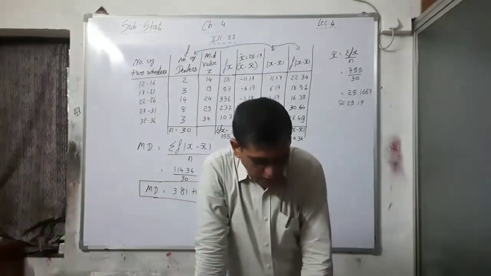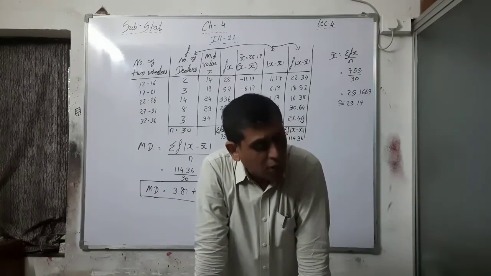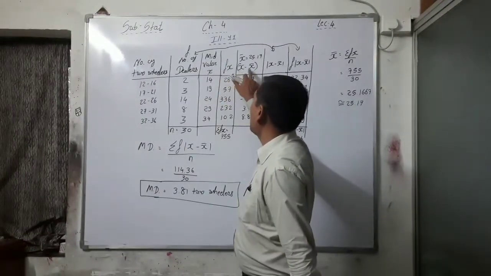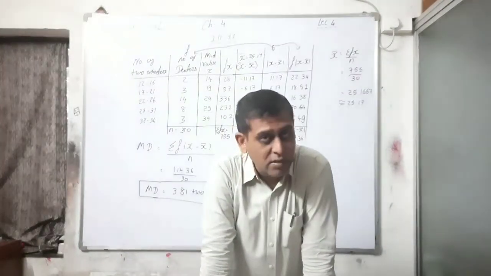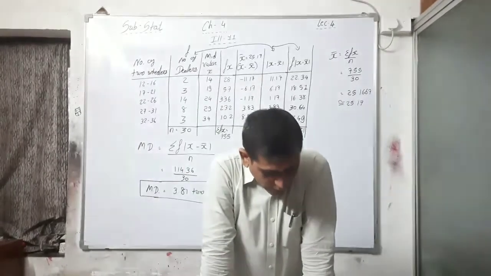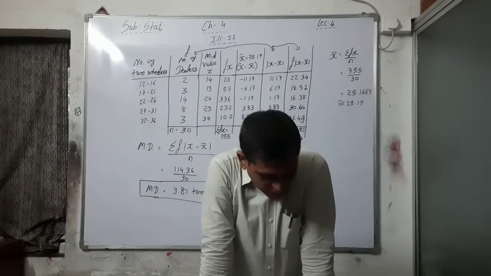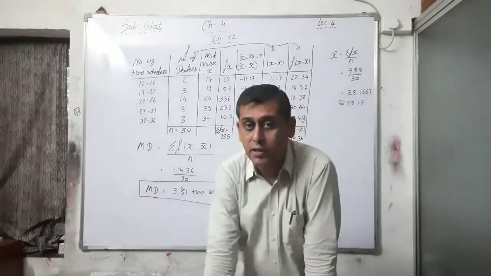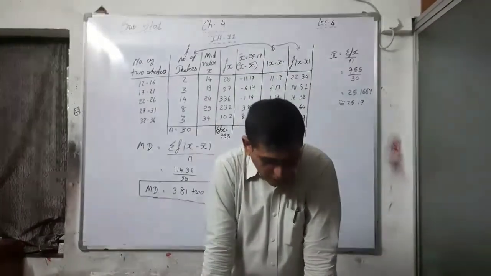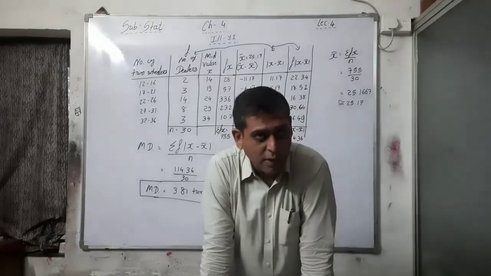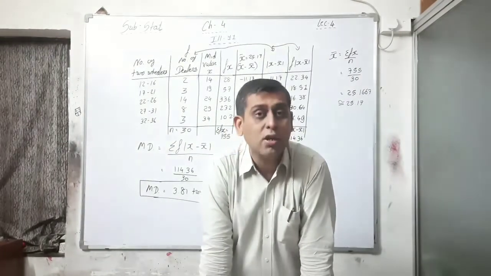We have seen that the definition of the mean deviation is based on the absolute values of the deviations of the observations of the data from the mean. That is x minus x bar, absolute value, based on the mean. Since the algebraic signs of the deviations, minus or plus, are ignored, mean deviation is less used in the advanced study of statistics.